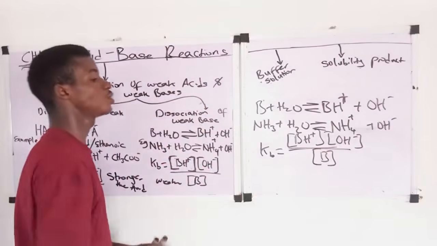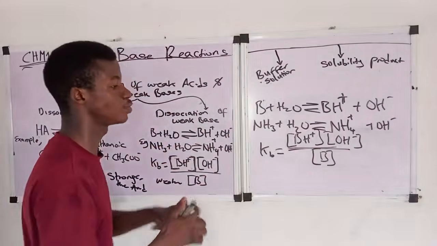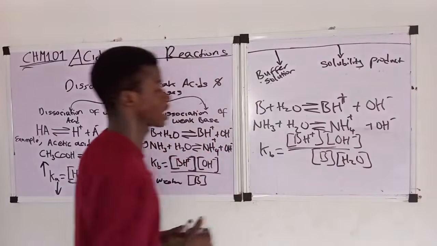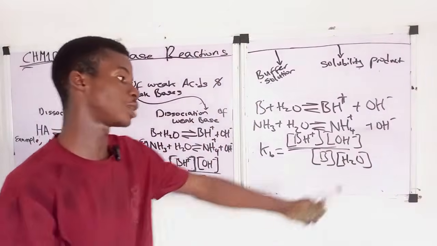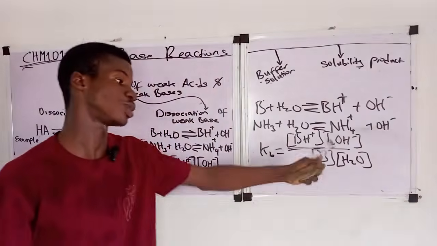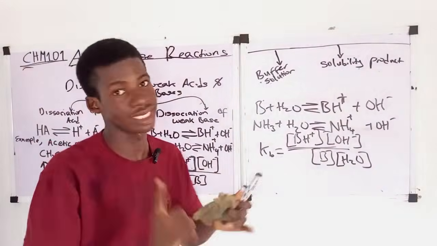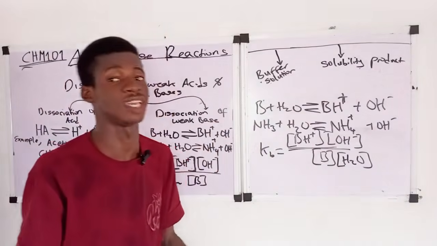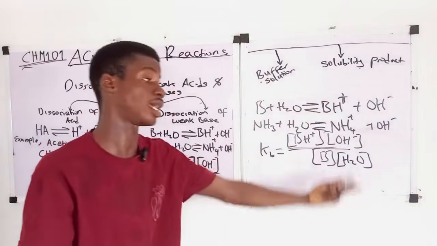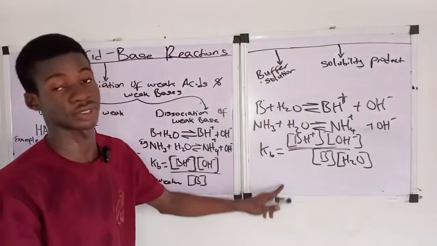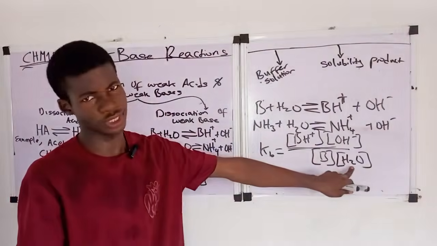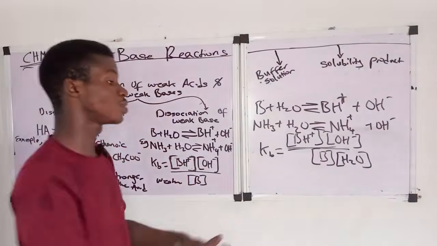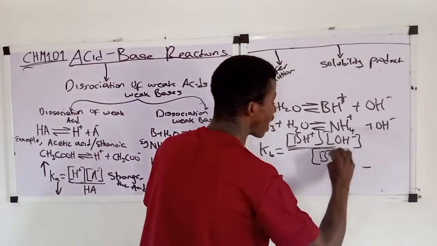So you might ask, why didn't I put water here? Because water is part of the reactant, right? The reason I'm not putting water is that solids and liquids are not usually used in expressing the equilibrium constant. We don't usually use them because they have a constant concentration. So that is why I didn't add water.